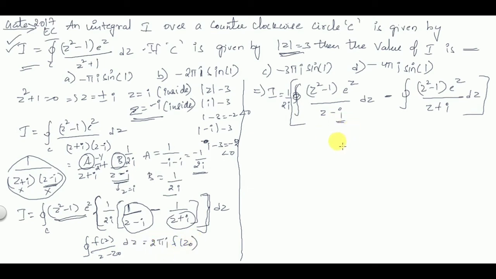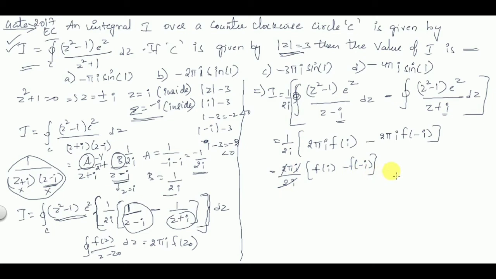In the first integral z naught is i, in the second integral z naught is minus i. So 1 by 2i into 2 pi i into f of i, minus 2 pi i into f of minus i. You can take 2 pi i common, so 2 pi i by 2i into f of i minus f of minus i. The 2i gets cancelled, so you'll get pi into this. So what is f of z? f of z is (z square minus 1) into e power z. We need f of i, so in place of z substitute i. So this is (i square minus 1) into e power i. i square is minus 1, so minus 1 minus 1 is minus 2 e power i. This is your f of i.